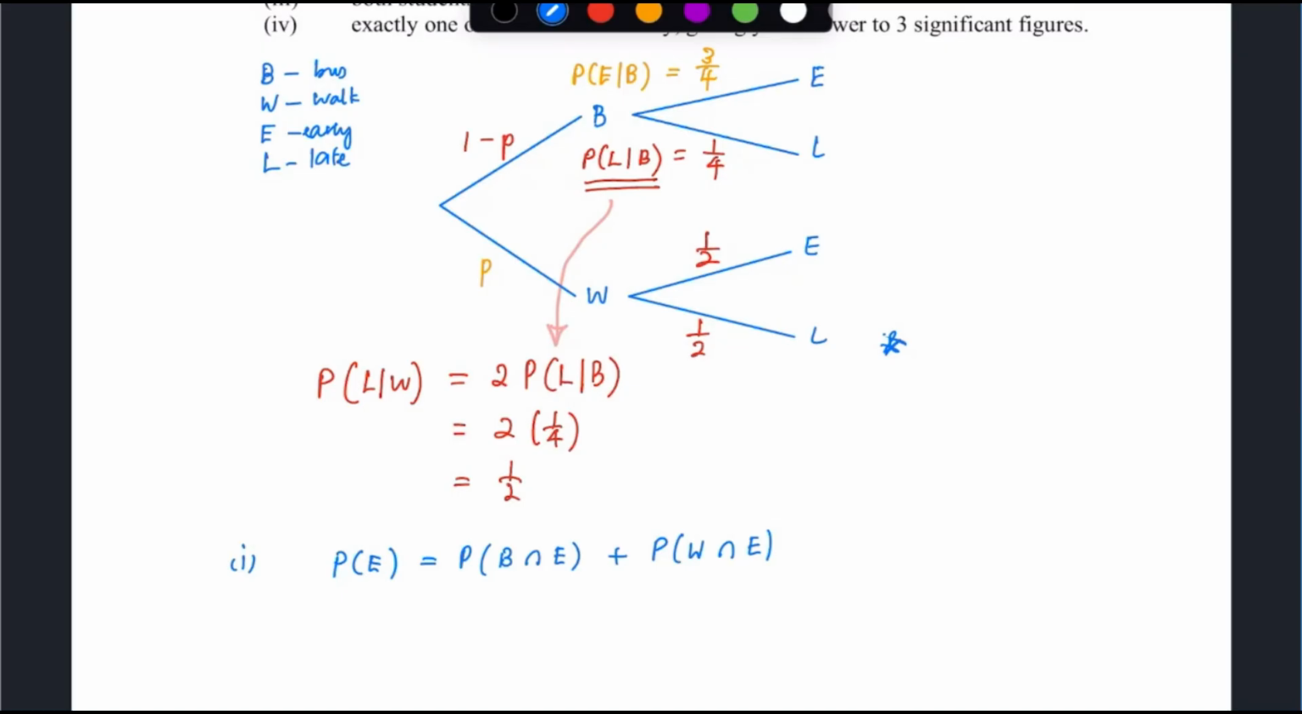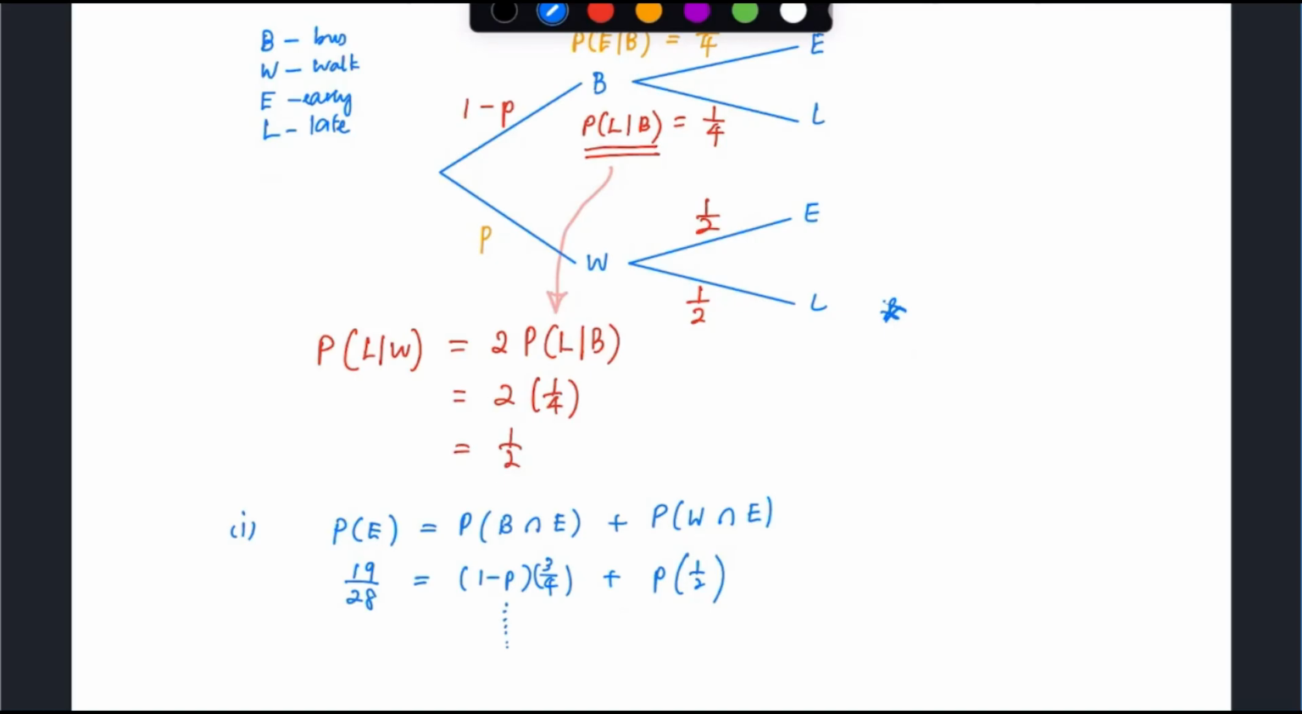So if I sum up the probability that she will be early, it will be 19 over 28 along the branches. So 19 over 28 equals the first one, 1 minus P times 3 over 4, plus the second one, P times half. Doing some math, P would be equal to 2 over 7.